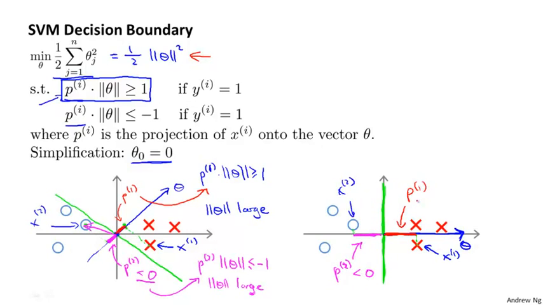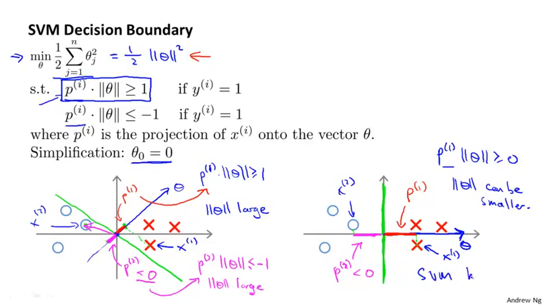And you notice that now P1 and P2, these lengths of the projections, are going to be much bigger. So if we still need to enforce these constraints that P1 times the norm of theta is greater than or equal to 1, because P1 is so much bigger now, the norm of theta can be smaller. And so what this means is that by choosing the decision boundary shown on the right instead of on the left, the SVM can make the norm of the parameters theta much smaller. So it can make the norm of theta smaller and therefore make the squared norm of theta smaller, which is why the SVM would choose this hypothesis on the right instead.